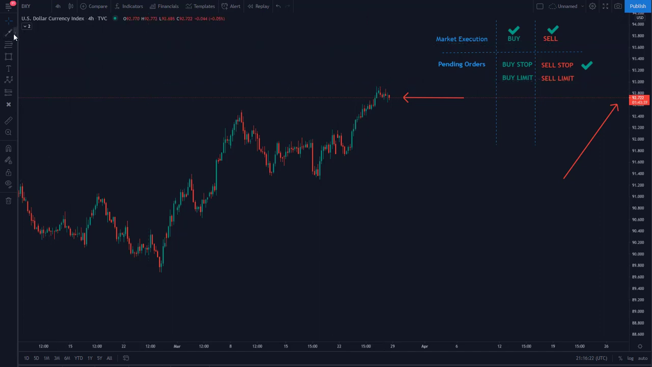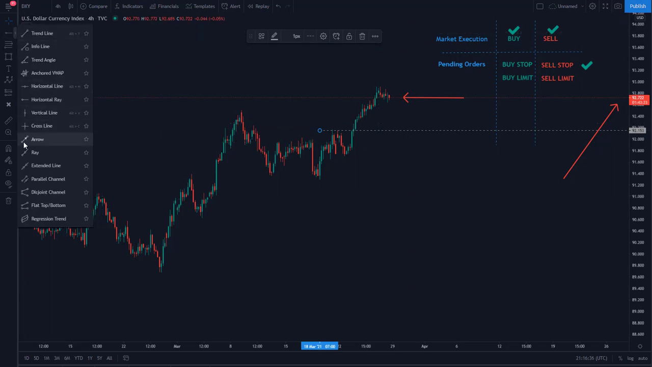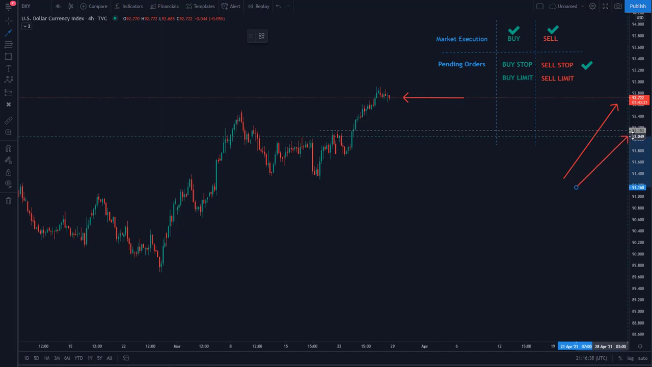Rather, we want to be patient and wait for the dollar index to drop down to this level here, which is 92.153. In case you're confused about where I'm getting these numbers from, this is basically just a tutorial, guys. I'm reading them off right here. Okay, good.